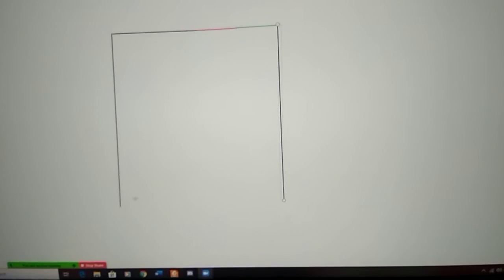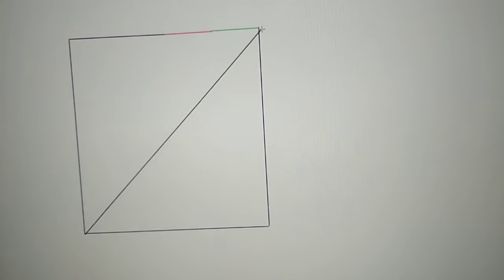this whole straight line. So what we're going to do first is draw our square. We know that we can draw a square given a straight line, right? And here's our square. Now we're going to draw our diagonal.